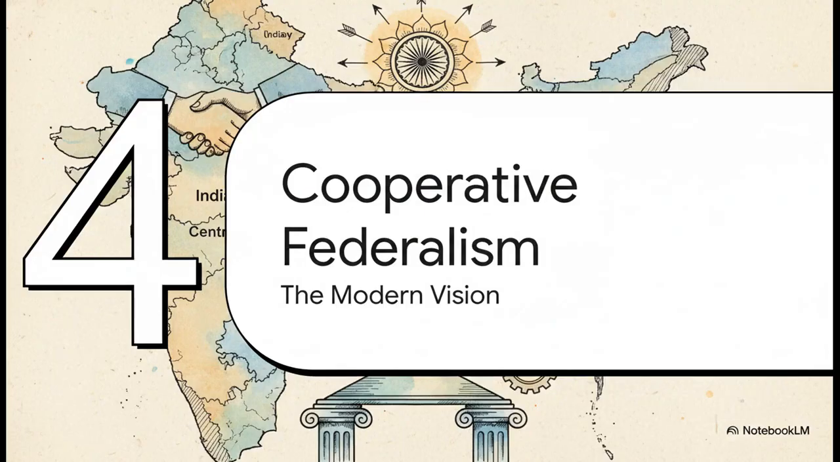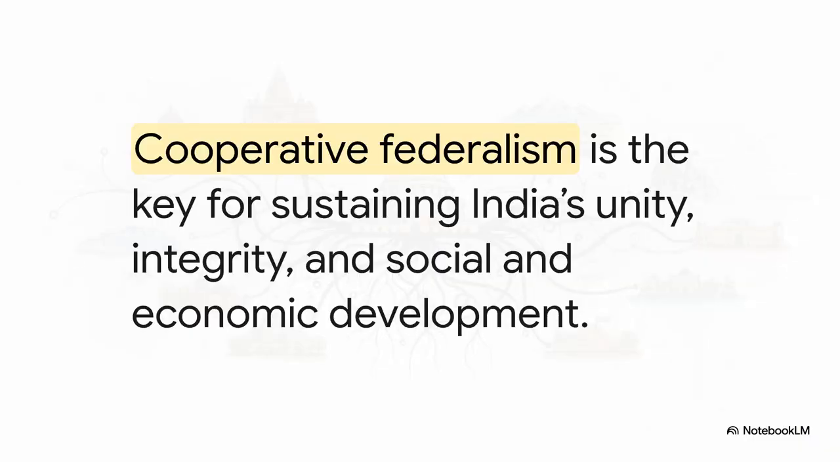Okay, so we've identified the problem. What's the fix? Well, the vision that's really come out of all these years of debate is a move toward an idea called cooperative federalism. And the Punchhi Commission, in its 2010 report, was crystal clear about this. They said that cooperative federalism, this idea where the center and the states act as partners, not as a boss and a subordinate, is absolutely essential for India's unity, its integrity, and its development. The whole focus shifted from a relationship of dominance to one of partnership.